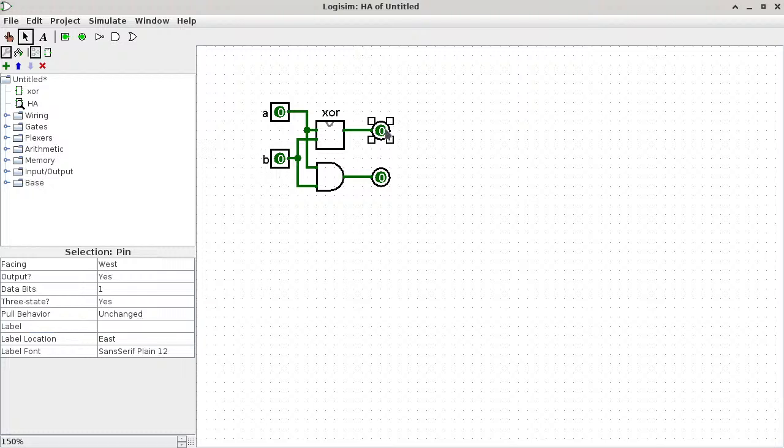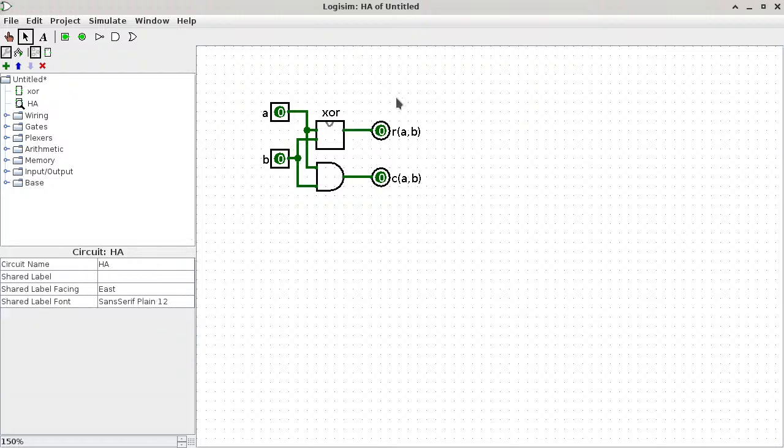And then the output is trivial, because this one is just A exclusive OR with B, otherwise known as R of AB. And then this one here is C of AB, which is also known as A and B. All right, so are we okay with the labeling?